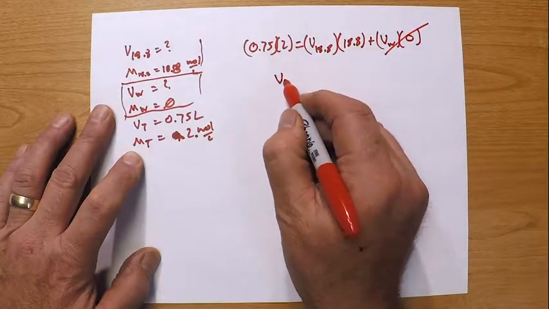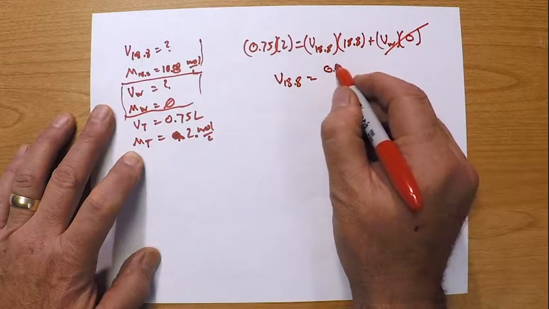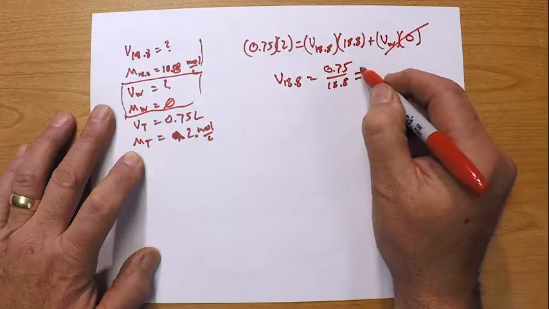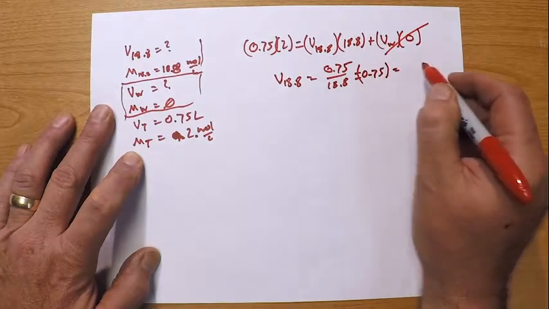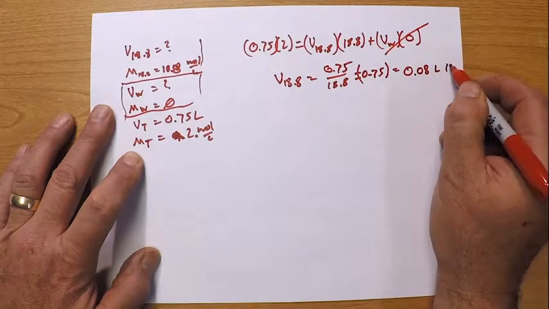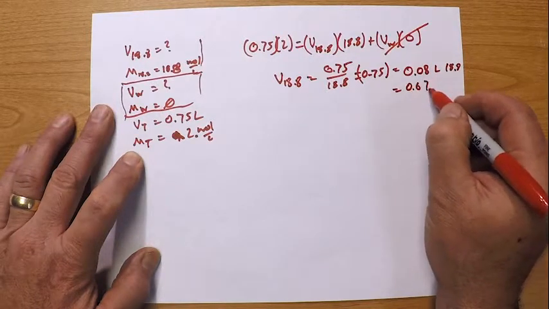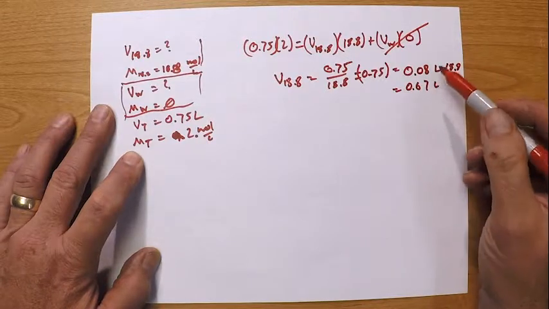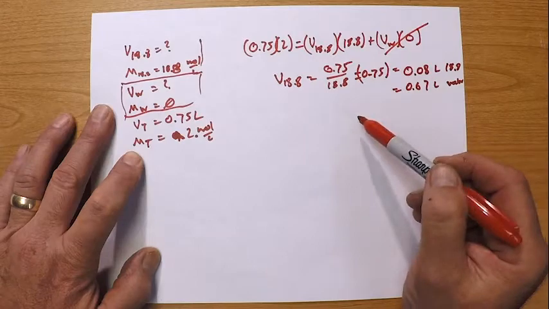And then the volume of the 18.8 is again the ratio 0.75 over 18.8 times 0.75, and it's 0.08 liters of the 18.8 and 0.67 liters of the water. And we mix those together, that gives us 0.75 liters, and it's going to have a molarity of 2. Okay?